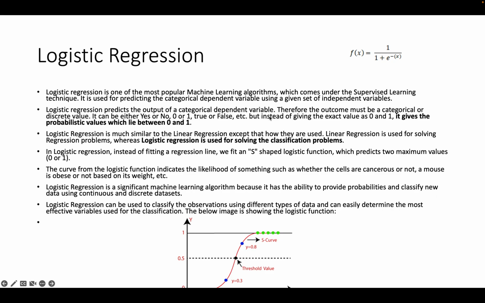आज का एग्जाम पेपर में ही देख लो, car was fast or not, जो भी है. But instead of giving the exact value as 0 and 1, it gives a probabilistic value which lies between 0 and 1. ठीक है, probability के basis पे it is working.